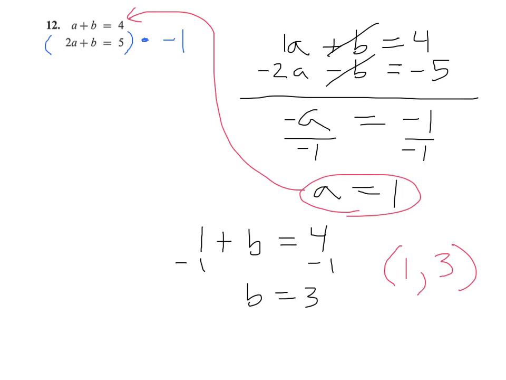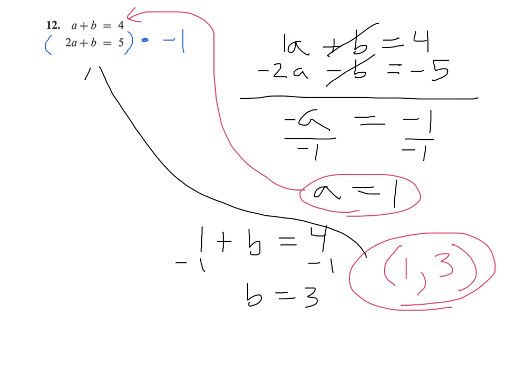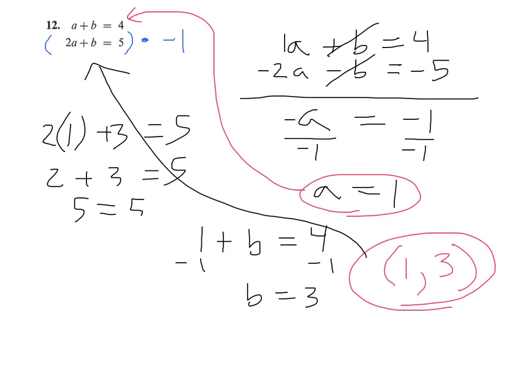And again, you could plug that back in. Let's try it in the other equation here. Just checking it: 2 times 1 plus b, which is 3, equals 5. 2 plus 3 equals 5. 5 equals 5. Now we're 100% sure this is our answer, 1 comma 3.